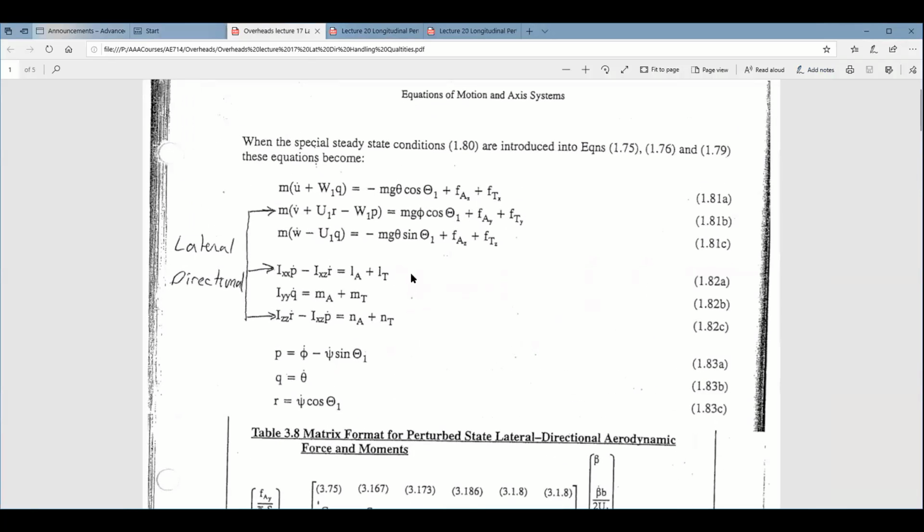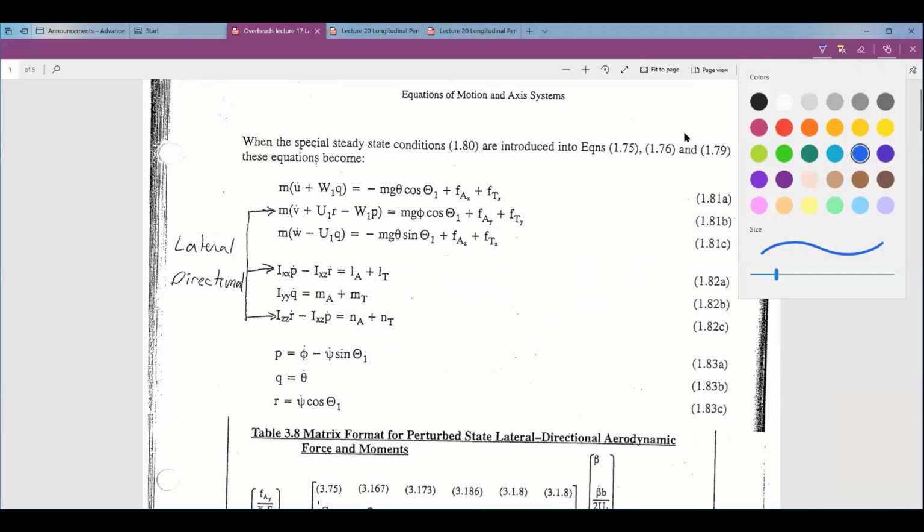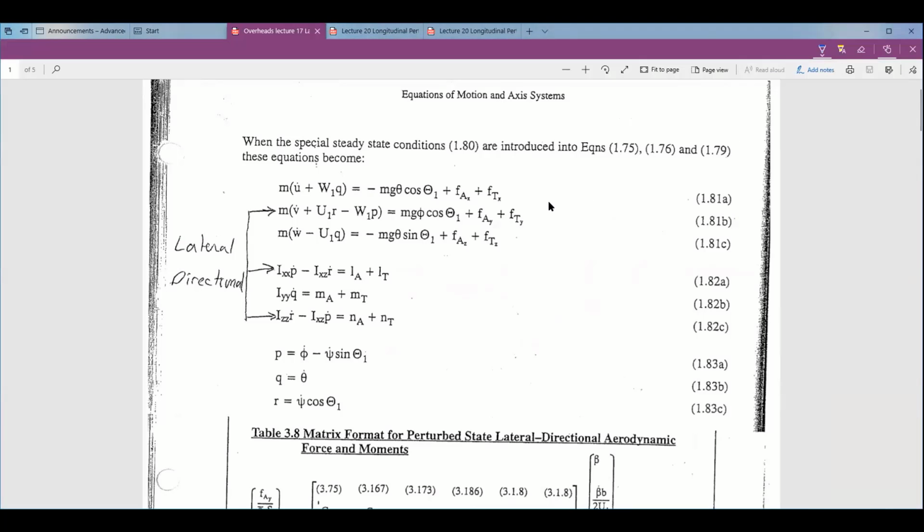So now we're looking at these other 3 equations. Same process, we need to plug in the side force here, and we need to plug in the rolling moment model and the yawing moment model that we developed in chapter 3.